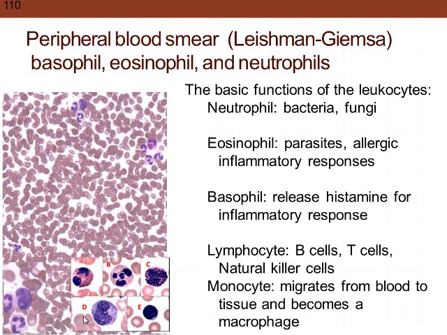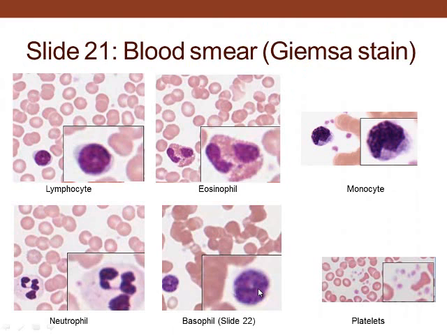And then we have monocytes. These monocytes are transient cells in the blood. They go from the bone marrow to the tissue where they will become either fixed or migrating macrophages in the body. And so if we look at slide 21, we can see lymphocyte.